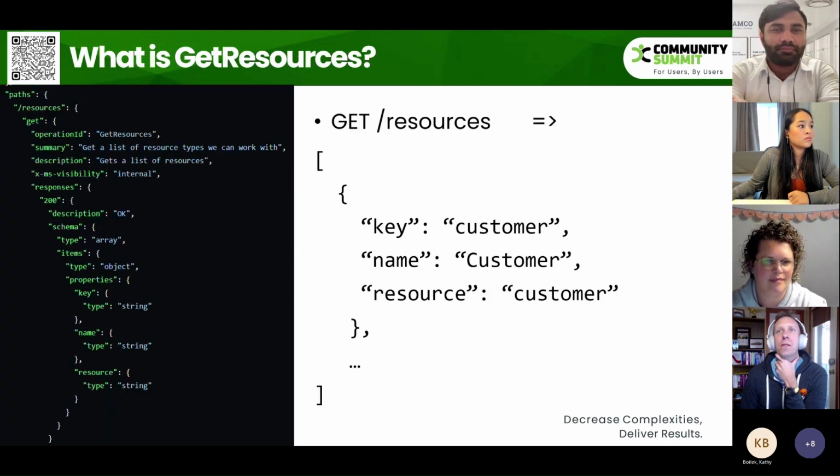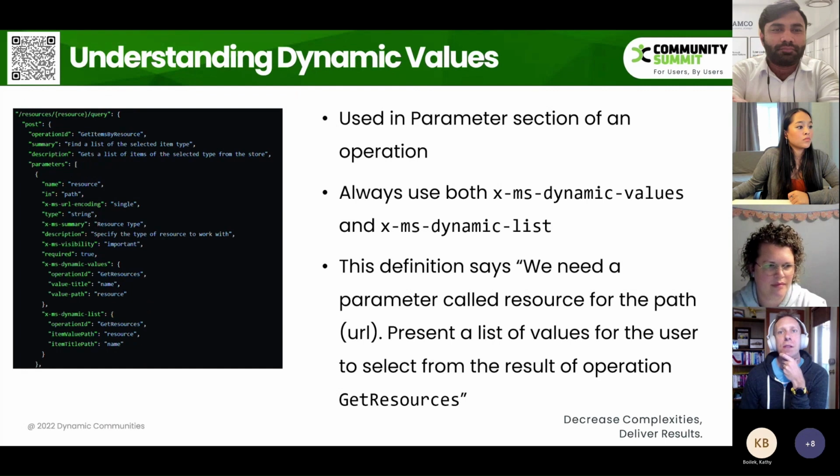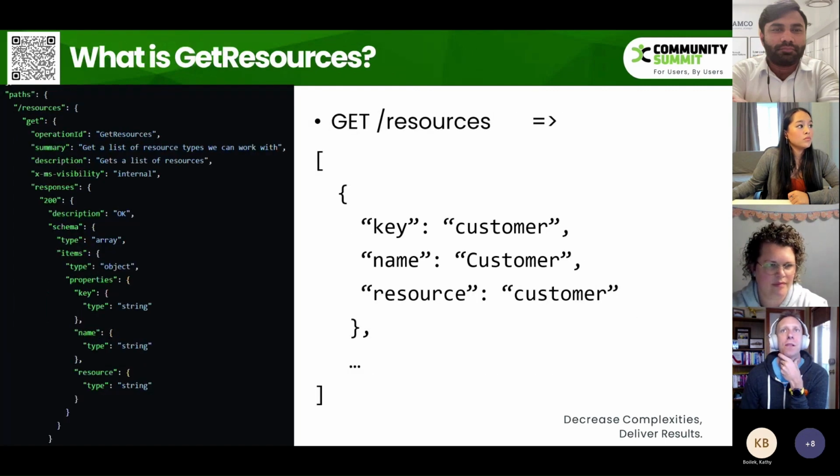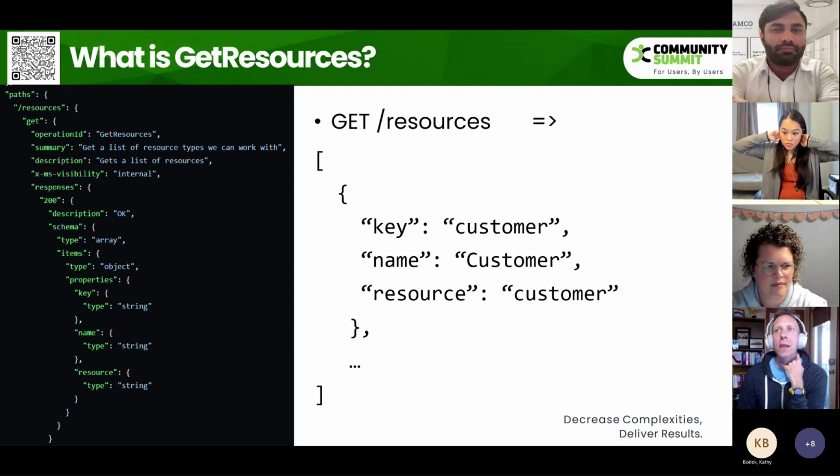So this is what happens: it makes a call to the get resources. If you saw in the previous slide, it says get resources. This is what that operation looks like. And this is all still inside the same connector definition file. And so you can see all this is doing is just a get request to resources, and it comes back with an object with key and name and resource. And this is going to be our human readable, and this is going to be our machine readable one. This is an example of what it looks like when it comes out.